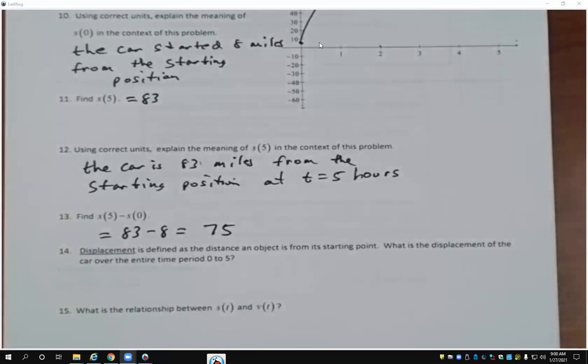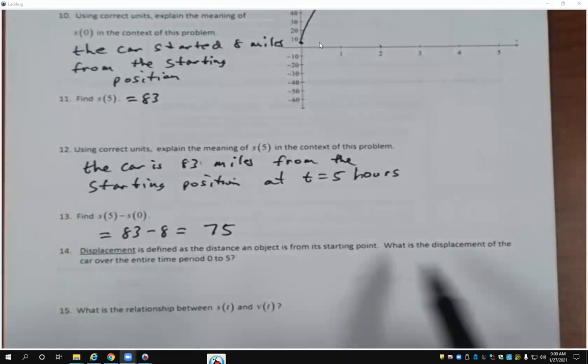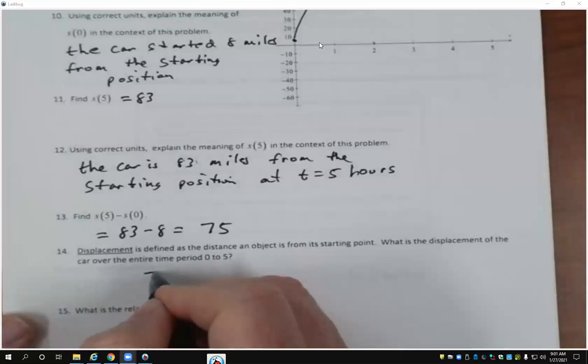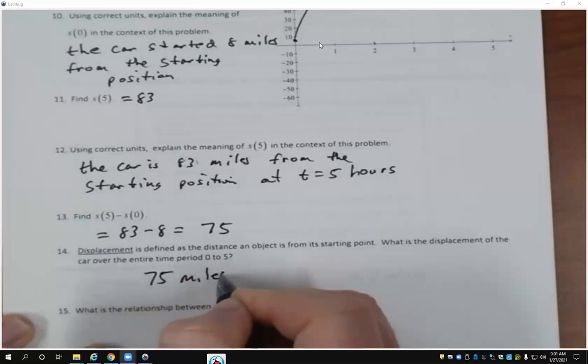Have you guys seen the number 75 today? Yes. And what was that 75? The displacement. That was the displacement, okay? So displacement is defined as the distance an object is from the starting point. We've already talked about that. Displacement from time 0 to 5 is 75 miles, okay?